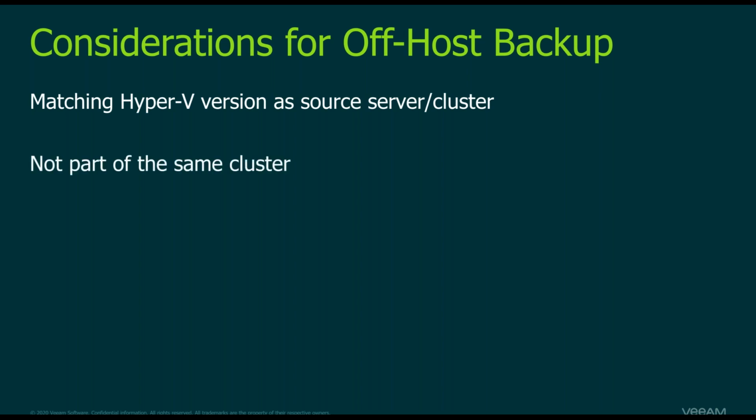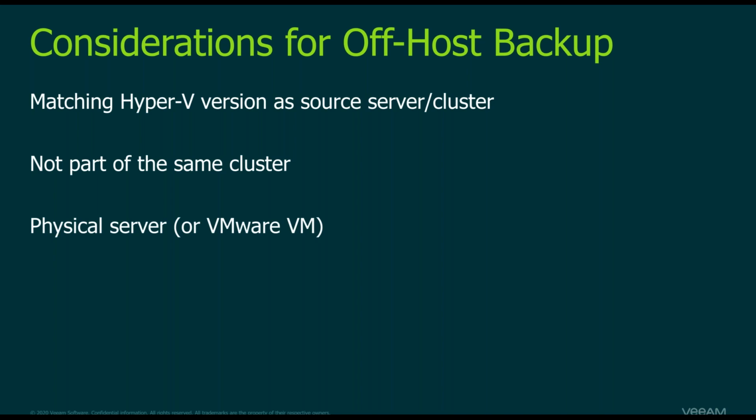It must not be a part of the same cluster. It has to sit outside of the cluster. So if you were backing up a 3-node cluster, you cannot take server 3 in that cluster and use it as an off-host proxy. It has to be a 4th server that is not a member of the cluster.